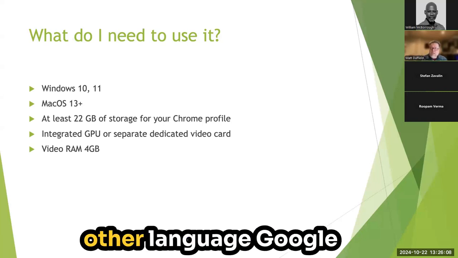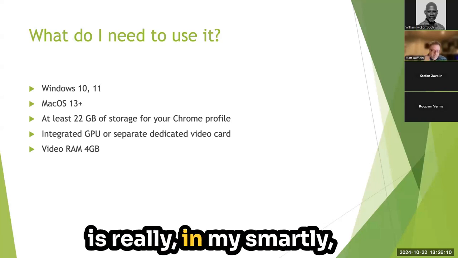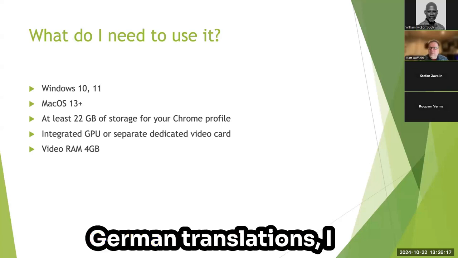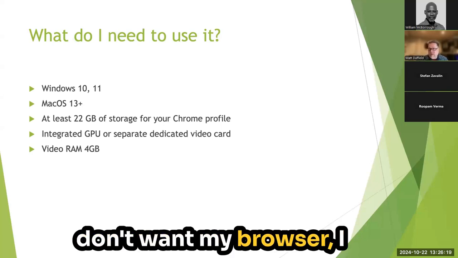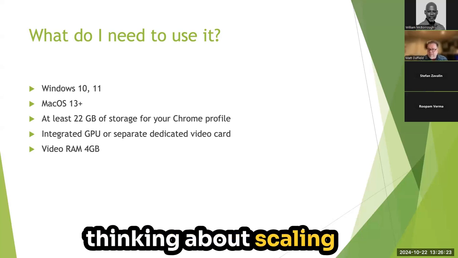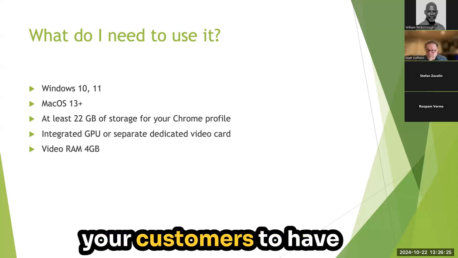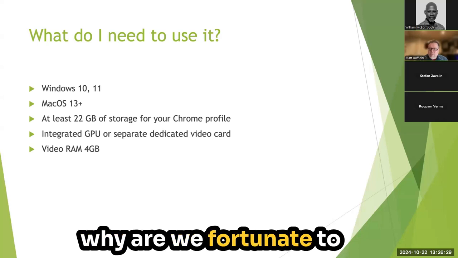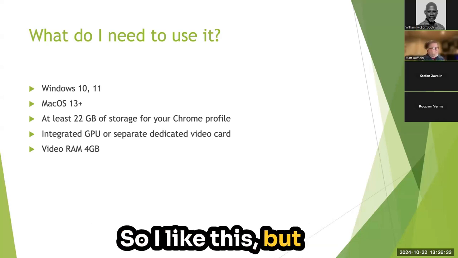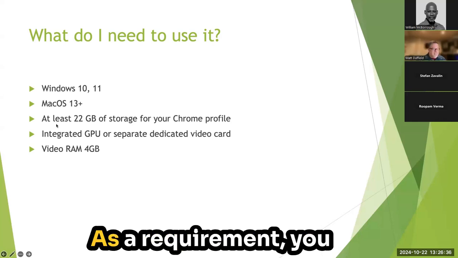But if you want to go to any other language, Google has really, in my opinion, done this smartly. If I never need to do Italian translations, if I never need to do German translations, I don't want my browser footprint to be overheaded. And again, if we're thinking about scaling this out, why are we forcing customers to install a German model if we're never using it? So I like this, but this is one of the things that they have as a requirement.